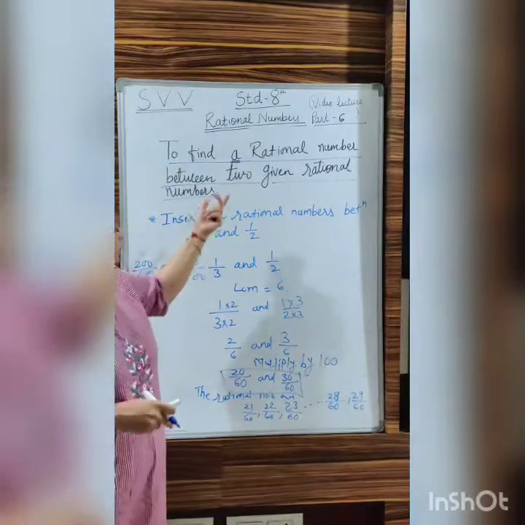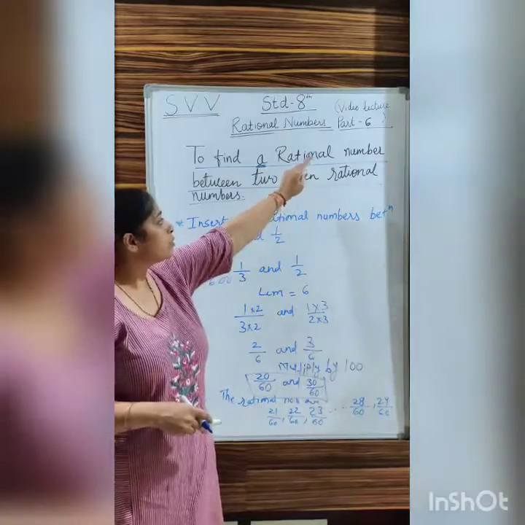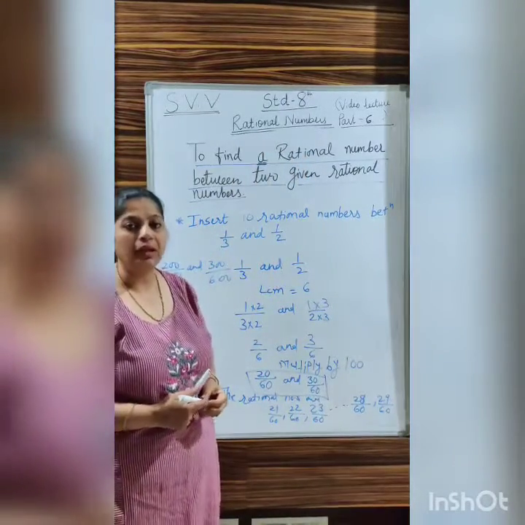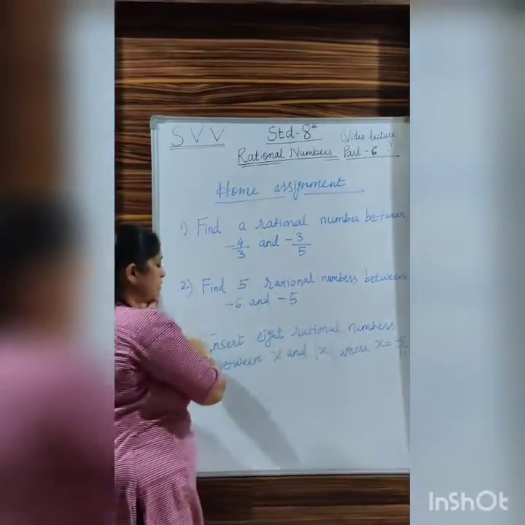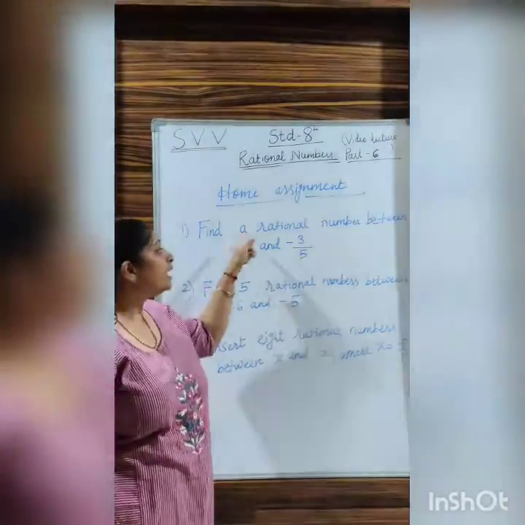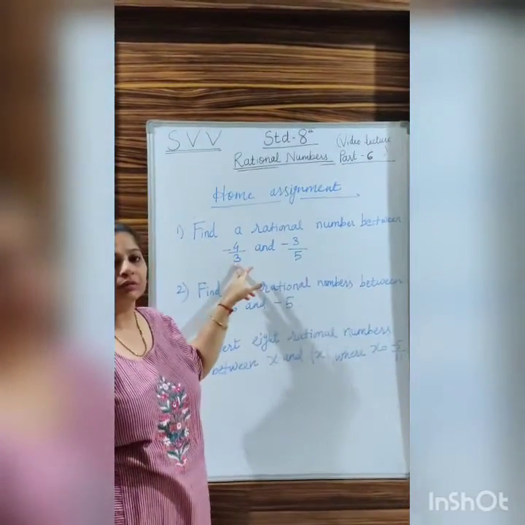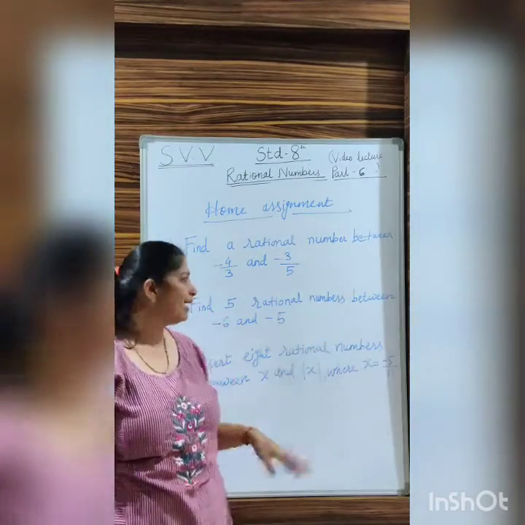So I will give you some home assignment to solve sums to find rational numbers between the given two rational numbers. So today your home assignment is these 3 sums. You have to find a rational number. A rational number means one rational number. You will go with the formula, that is 1 by 2 in bracket a by b plus c by d.